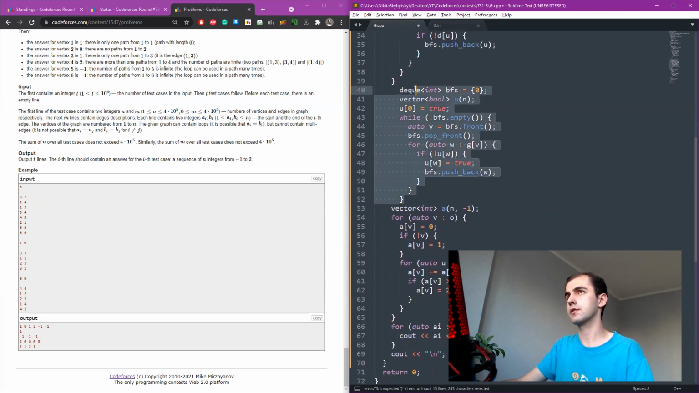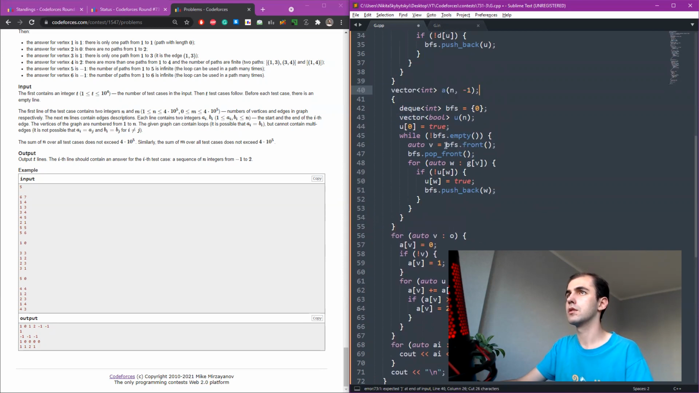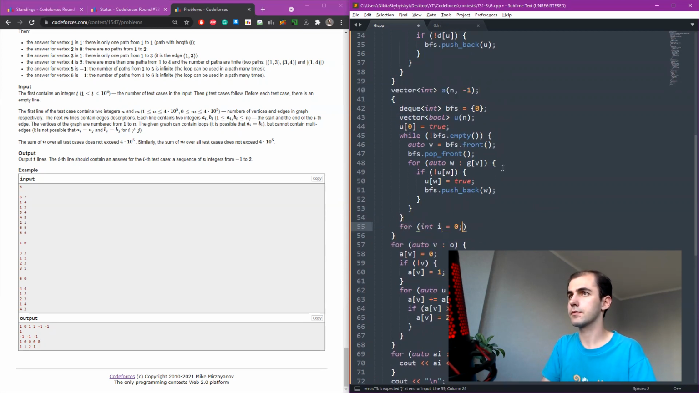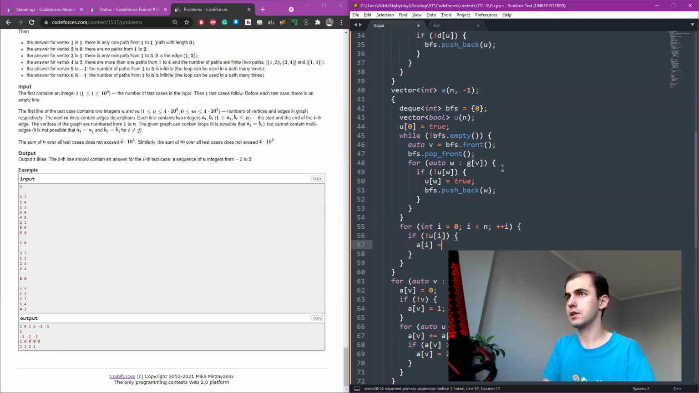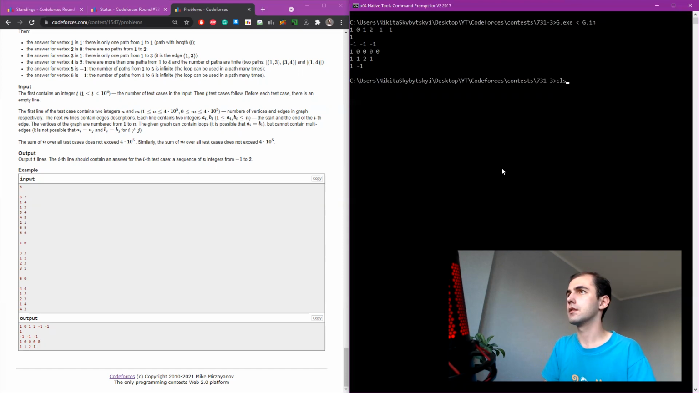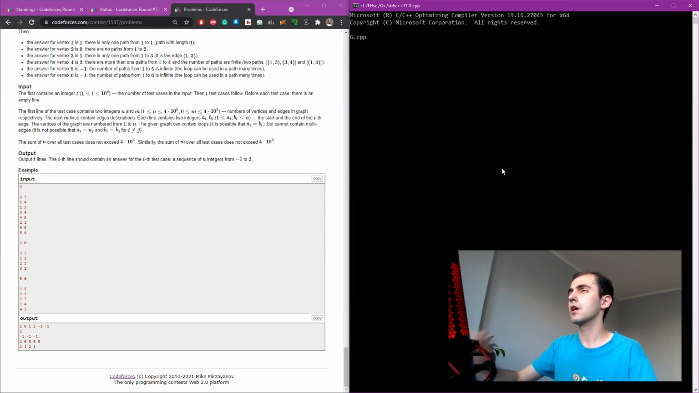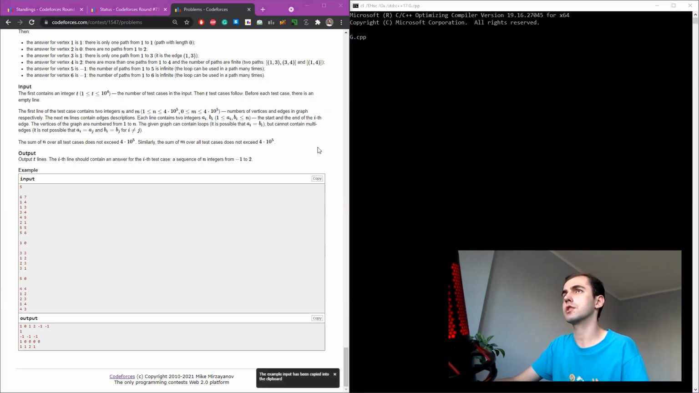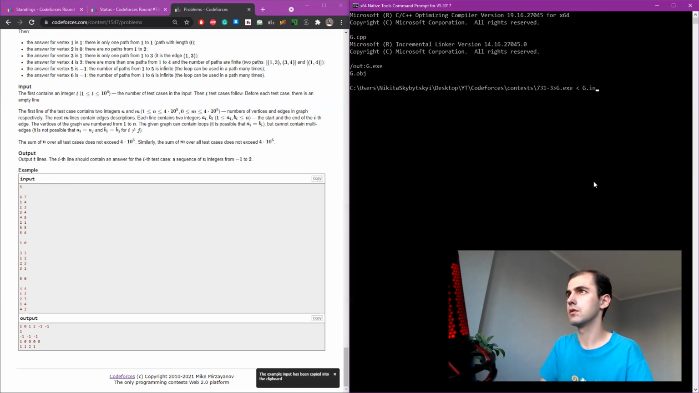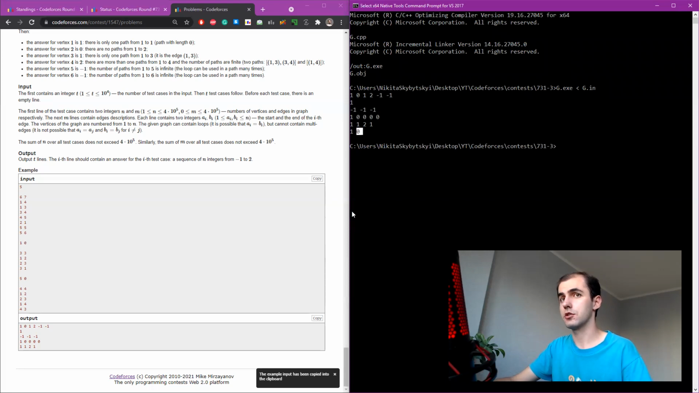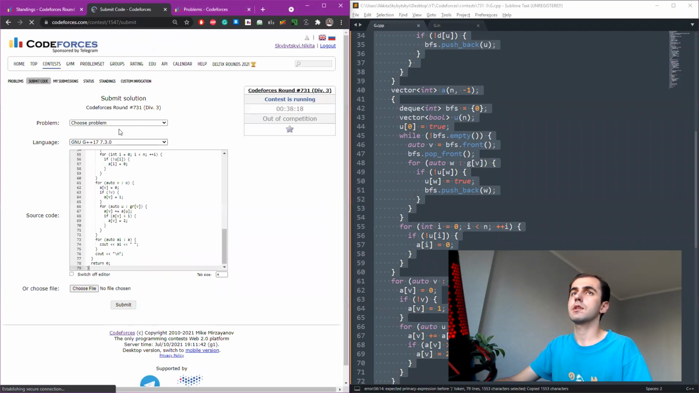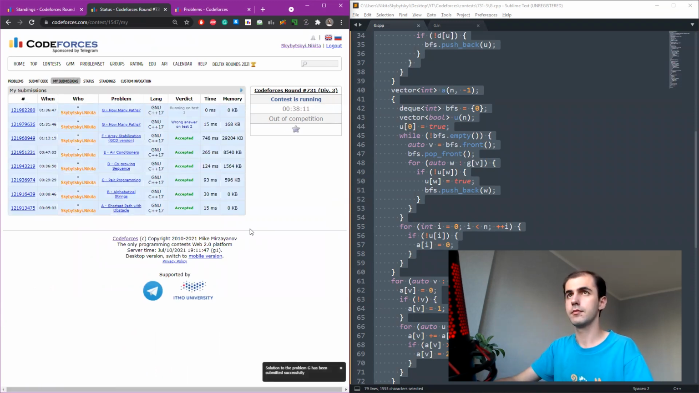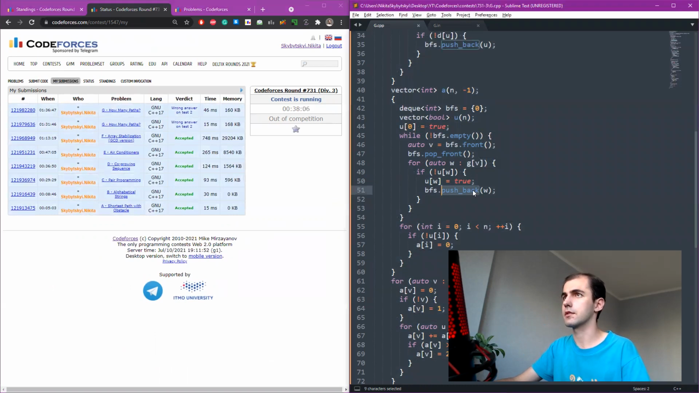Oh, this is tricky. So for all vertices, if not used at I, answer at I gets 0. Let's compile without warnings. Okay, we remember what should have changed, right? Yes, this number changed to 0, as it should have. Let's submit once again. Well, we have found at least one offending test case. Better than no. Okay, still wrong answer. Fascinating.